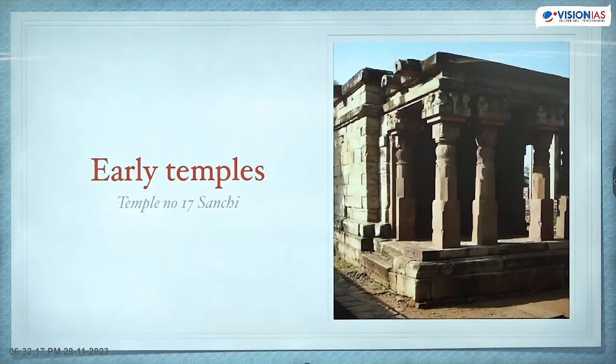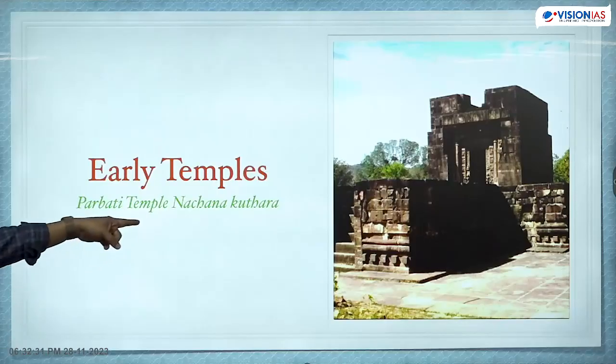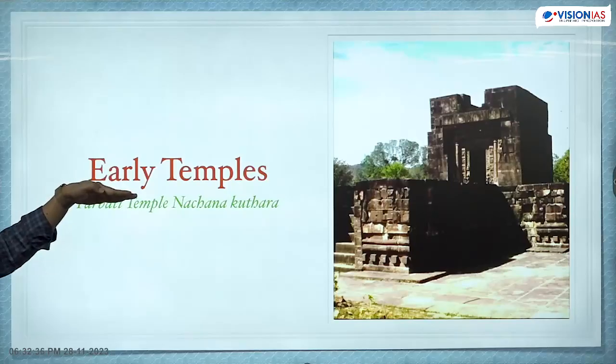Okay. So as you can see, it is on a grounded platform. It is not very high. And then the pillars which are created, they are just for decoration purpose. Then this is the Parvati temple of Nachna Kuthara. Now you can see that it is built at a slight height. Stairs are there. So in the second phase, that Jagati is created.